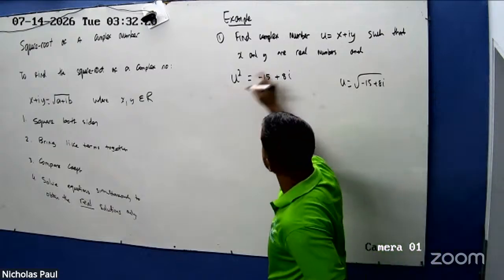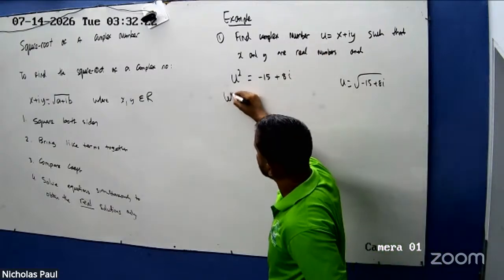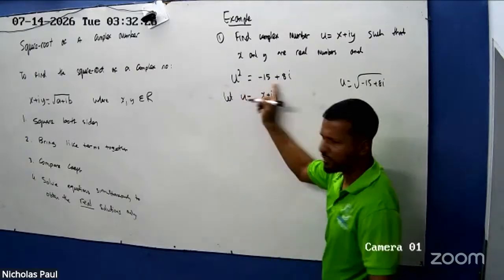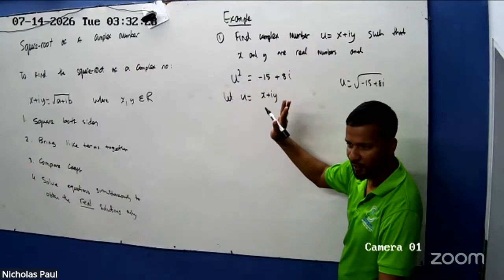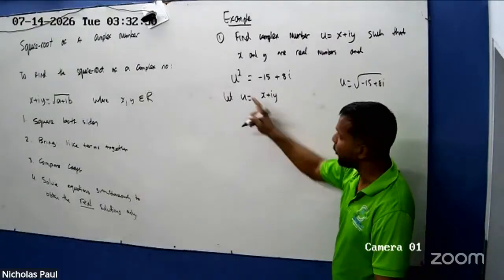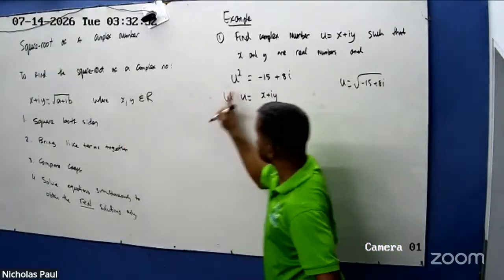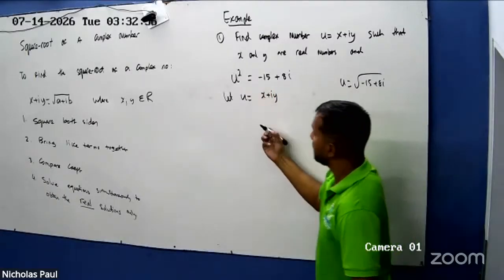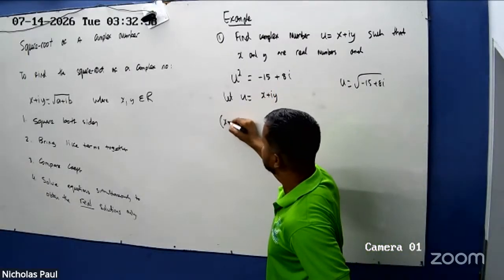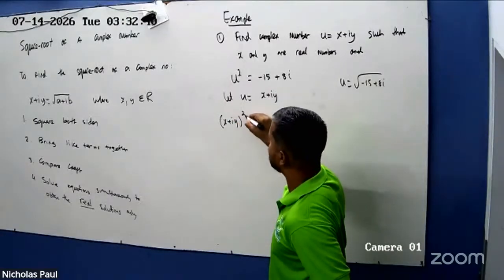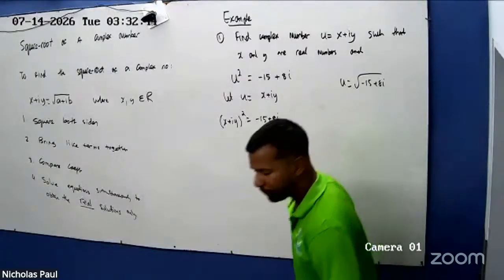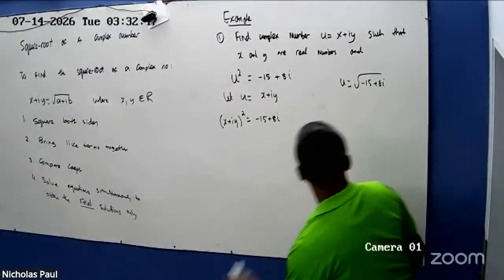So we let u equal x plus iy. Do I have to square both sides or is that part already covered? Do I have to follow step one and square both sides? No, it's already squared. So now we have x plus iy squared is minus 15 plus 8i. What's the next step?